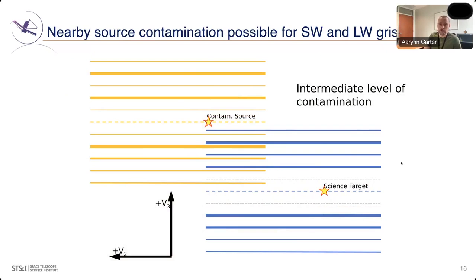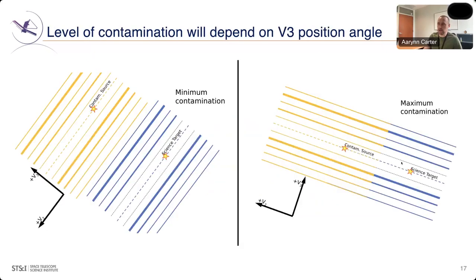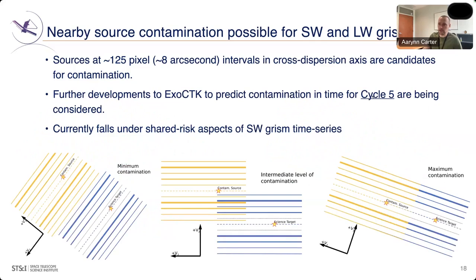But there's also a variable effect here, depending on the V3PA. If we look at some other situations, where you have a favorable V3PA, there would be almost no contamination at all for the same source at the same position. Or we can look at an example where it's maximum contamination, where they line up perfectly, and we would lose some wavelength coverage due to that contamination. This is quite a complicated effect and is something that we're still looking at. Generally speaking, we know that sources at roughly 8 arcsecond intervals in the cross dispersion axis are candidates for this.